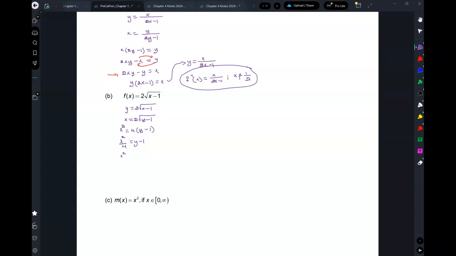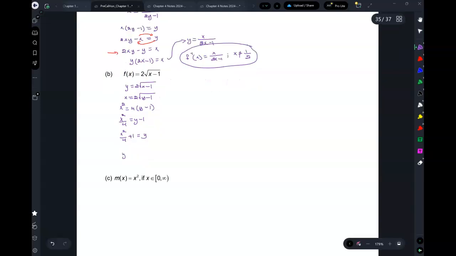And then x squared over 4 plus 1 is equal to y. So y is 1 over 4 x squared plus 1. So I'm going to say f inverse of x is 1 over 4 x squared plus 1.